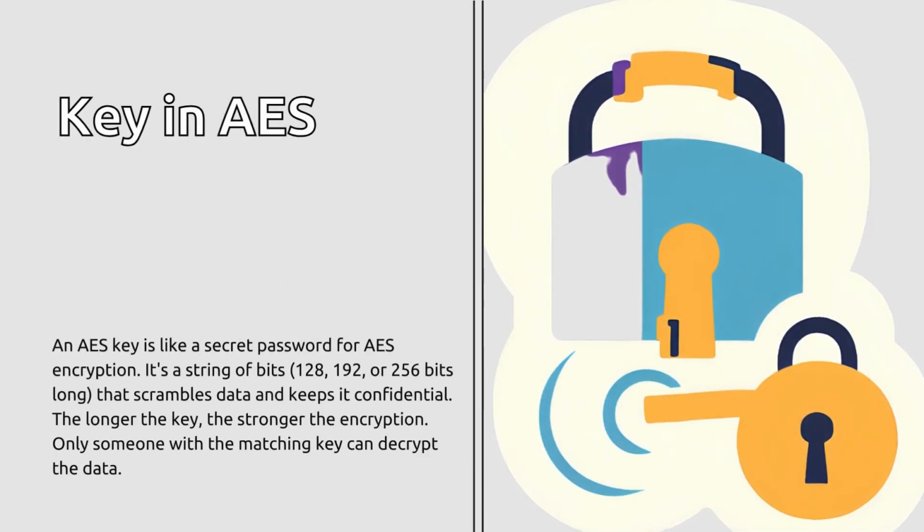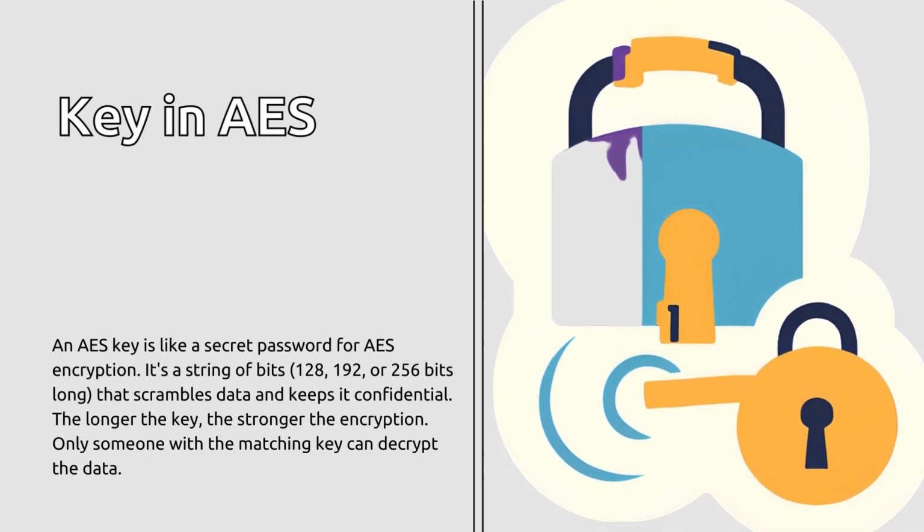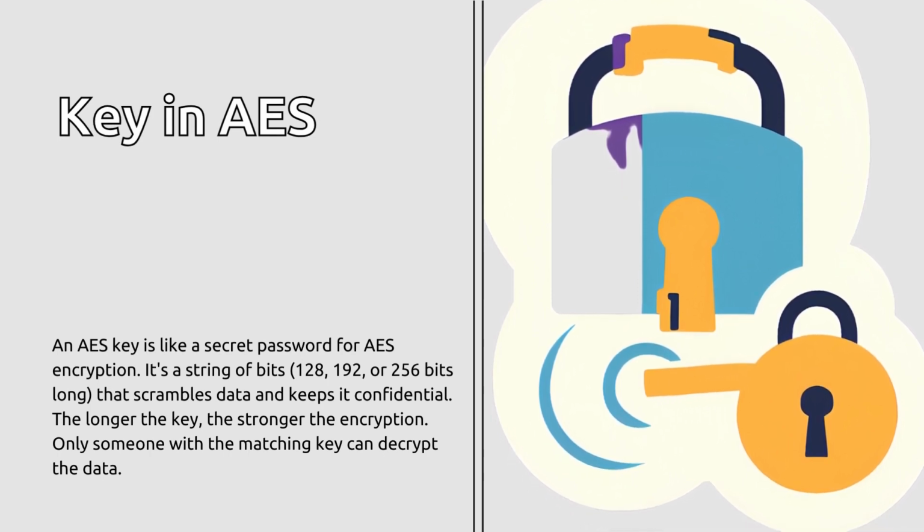So now, what is a key in AES? To understand it, let's see an example. Imagine a bank vault with a single simple lock. A determined thief could crack it easily. AES is like a highly secured vault with multiple, increasingly complex locks. Each lock requires a unique key derived from the original key, and that's where key expansion comes in.